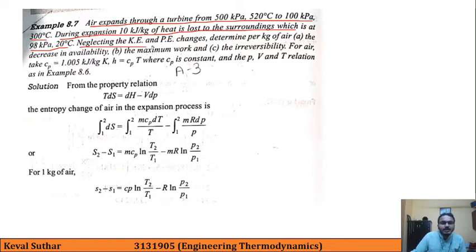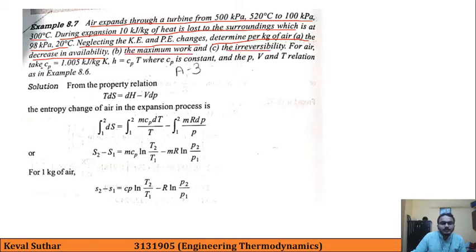So we are also given the environmental pressure and temperature. Now, neglecting the kinetic and potential energy changes, determine per kg of air the decrease in availability, the maximum work and irreversibility.